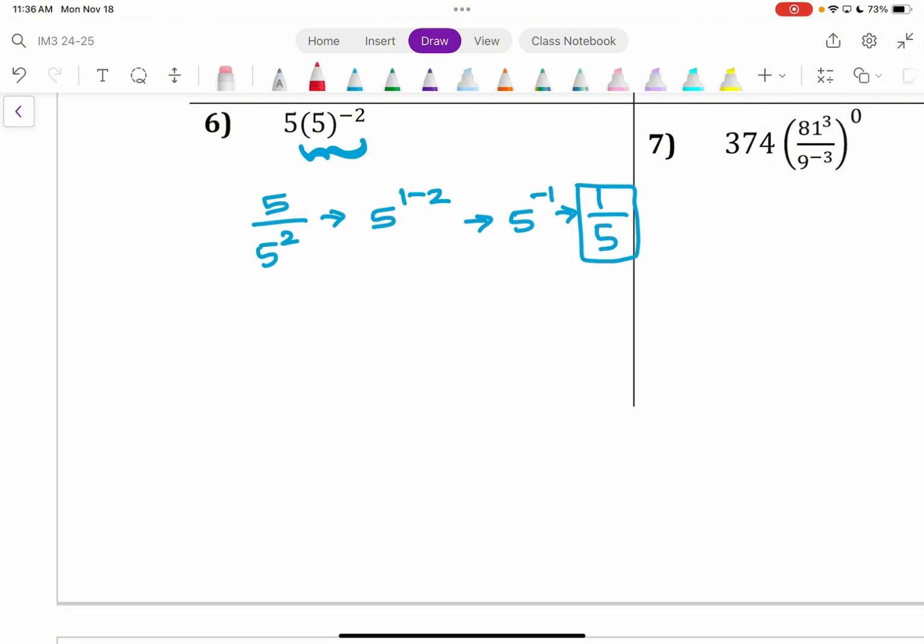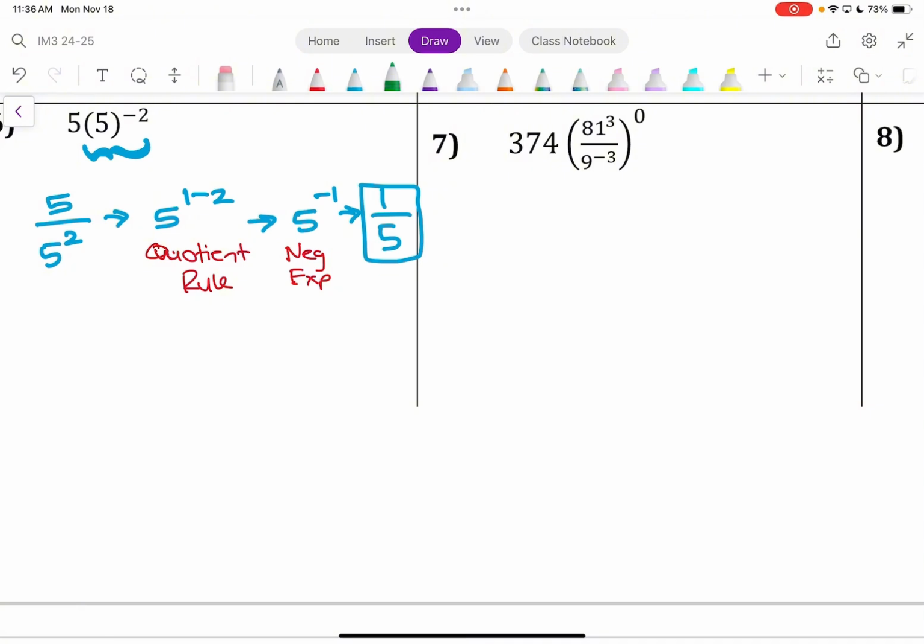This, I will write this out. This is the quotient rule. This is the negative exponent rule. Okay? Getting a final solution of 1/5. All right.